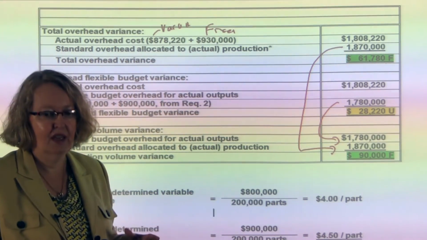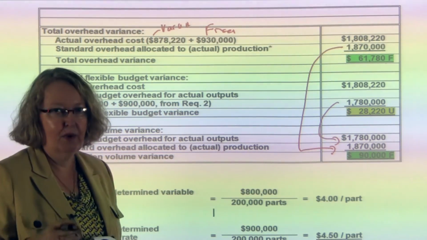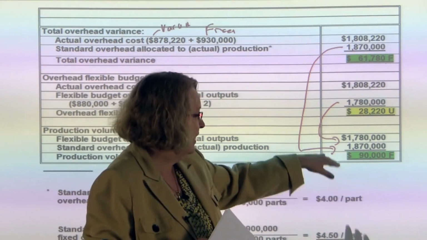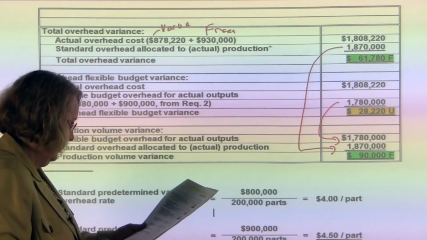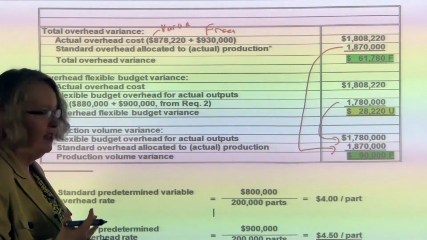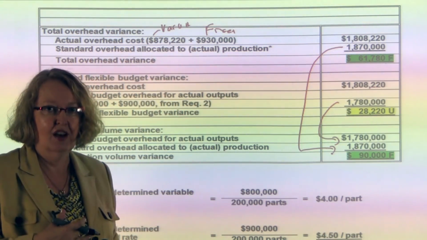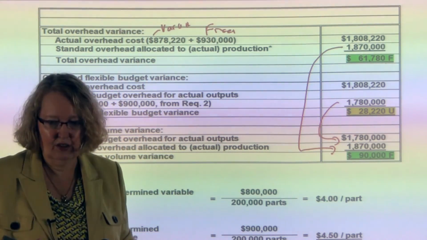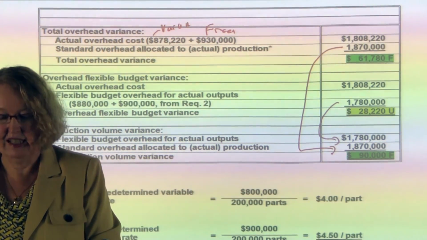So it's $90,000 because you actually had a greater number of units, or parts, than you had predicted. So you have a favorable $90,000 less an unfavorable $28,220. So that is a further breakdown of the total variance into how much of it relates to the cost of the inputs and how much relates to the volume. So that concludes requirement 5 of 10-66.